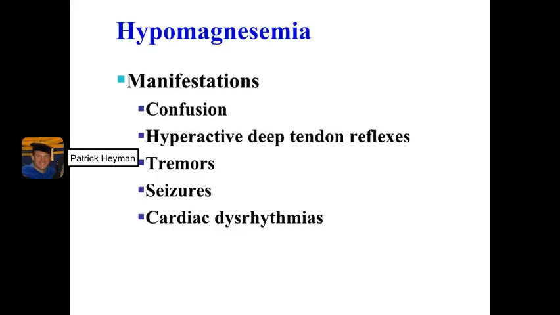Manifestations include confusion, hyperactive deep tendon reflexes. So you lose the deep tendon reflexes when you have too much magnesium. When you don't have enough, they become hyperactive. Tremors, seizures, and cardiac dysrhythmias. So when you have too much magnesium, you lose muscle tone, and then when you have not enough, you get tremors because of too much muscle tone.